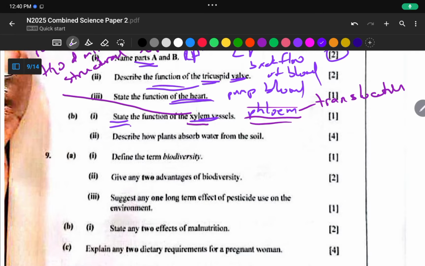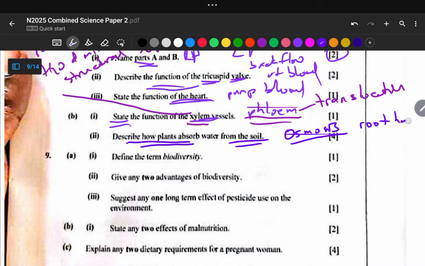So we are on part number 2, which says, describe how plants absorb water from the soil. So we are going to understand that water moves by osmosis. So this is the starting point. You need to understand that water moves by osmosis. It moves through the root hair cell, and then it moves down a concentration gradient, right, through a semi-permeable membrane. So these are the key points you need to have when answering this kind of question, right?